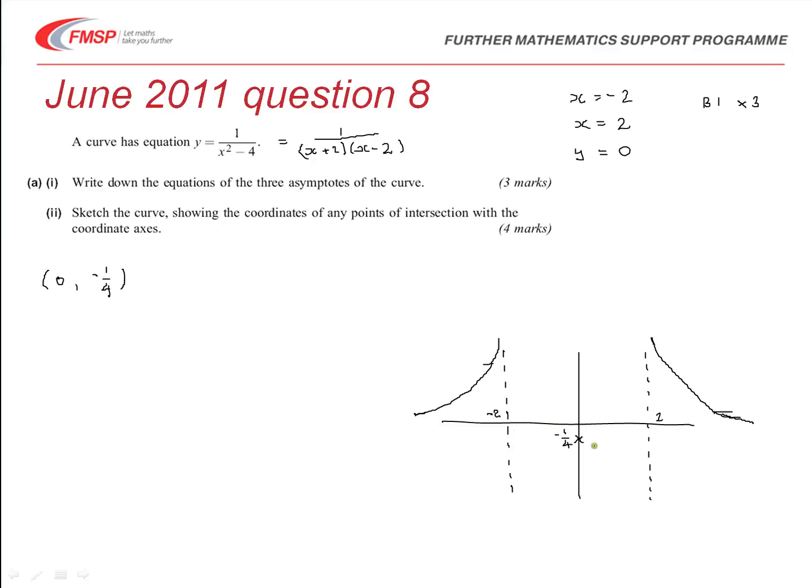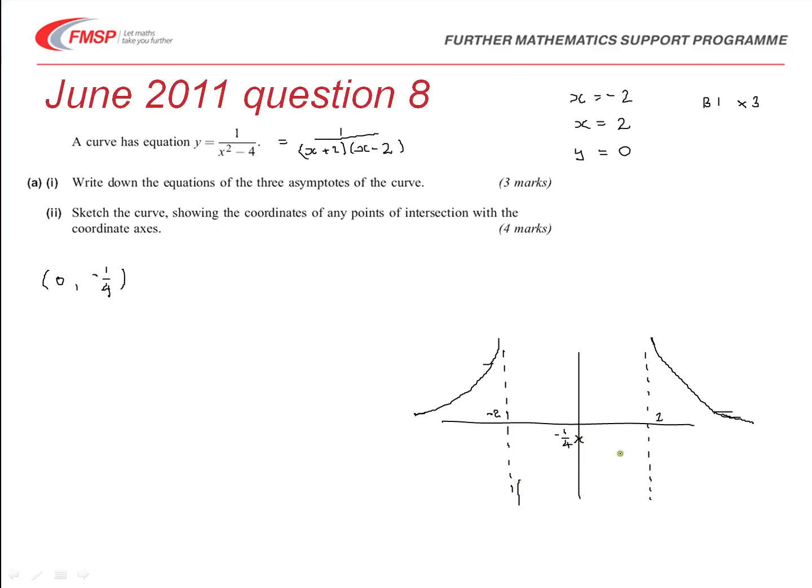Now we've got to consider what happens to the rest of the graph. We know it's never crossing the x-axis. We know this point here is the point of intersection on the y-axis. So if we put a number slightly bigger than negative 2, something like negative 1.9, when we square it, that is a little bit less than 4, which means this bottom part of the function will be negative. So this part of the graph must come up from this direction.